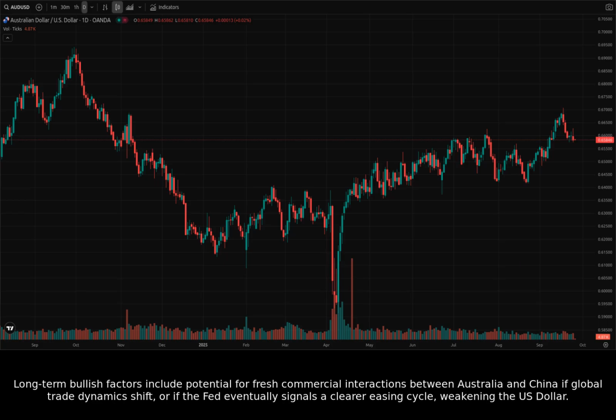Long-term bullish factors include potential for fresh commercial interactions between Australia and China if global trade dynamics shift, or if the Fed eventually signals a clearer easing cycle, weakening the US dollar.